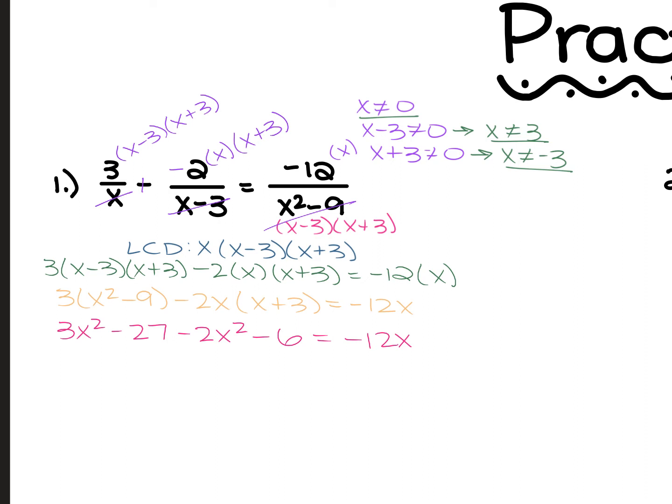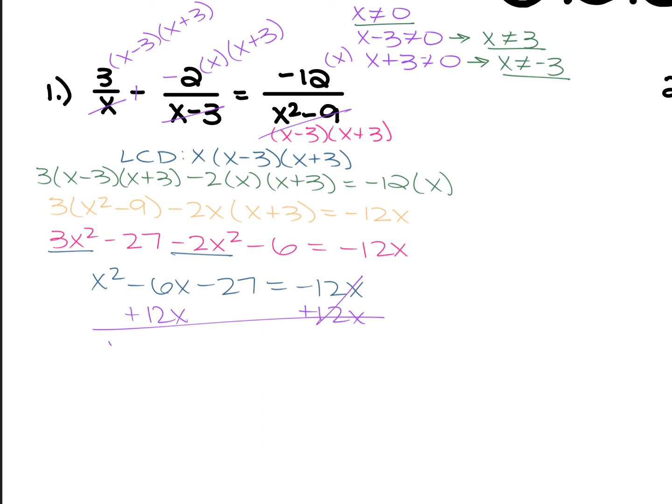We combine like terms, so that 3x squared minus 2x squared is just x squared minus 6x minus 27 is equal to negative 12x. From here, we move the 12x over by adding it to both sides. So this gives us x squared plus 6x minus 27 is equal to 0. Your factors of negative 27 that add up to be positive 6 are negative 3 and positive 9. So this is going to give us x plus 9 times x minus 3 is equal to 0.